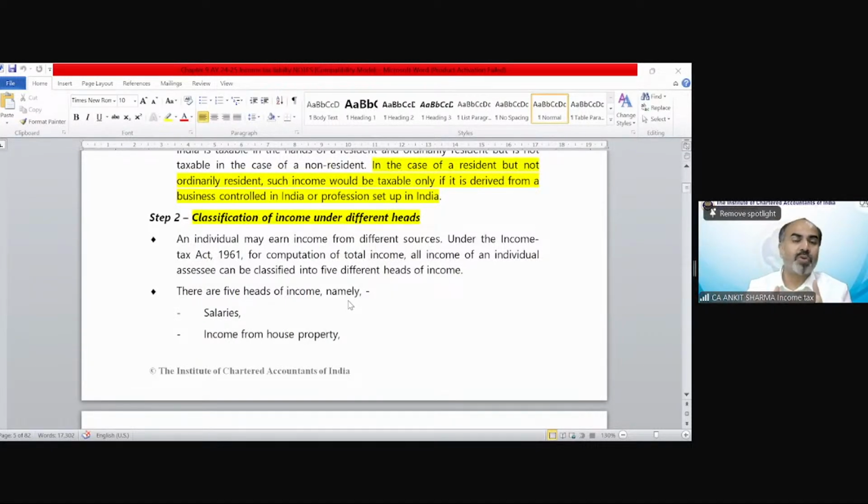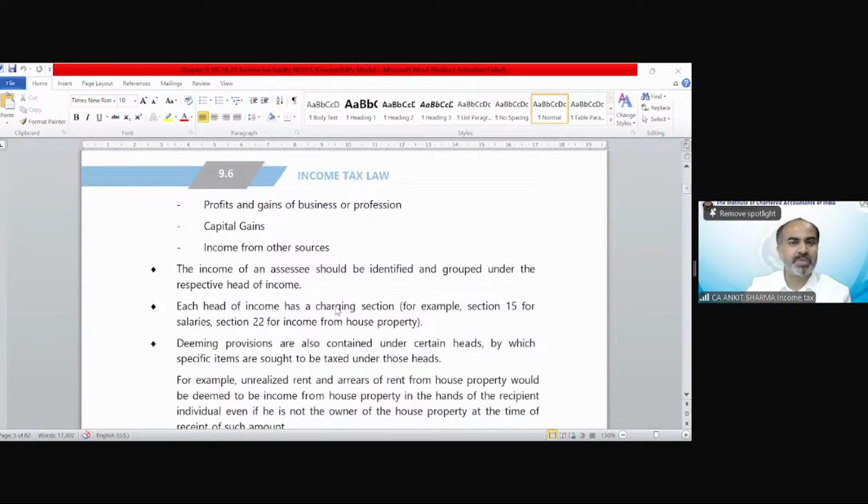So if there is an income from your employment, that would be your salary income. If that is a rental income or income from a building, that would be income from house property. If there is a business or profession, that would be your PGBP income. If the income is from an asset which is transferred, then it would be income under the head capital gain, and all other income which does not form part of these 4 heads will be chargeable to tax. Those are going to be taxed under income from other sources.